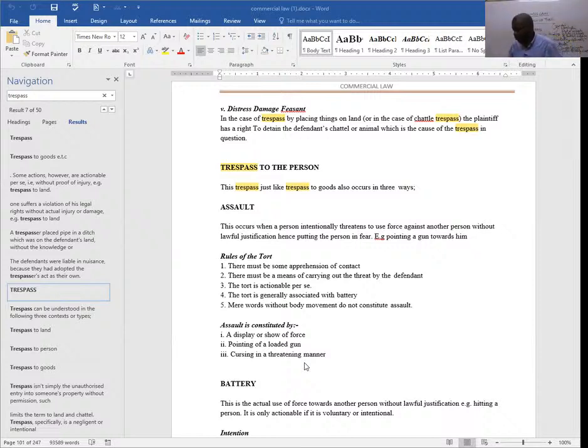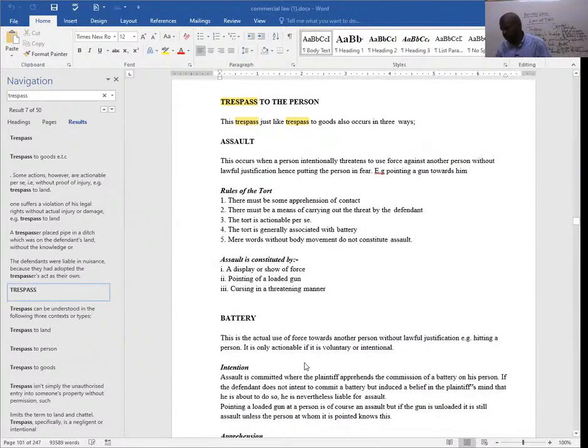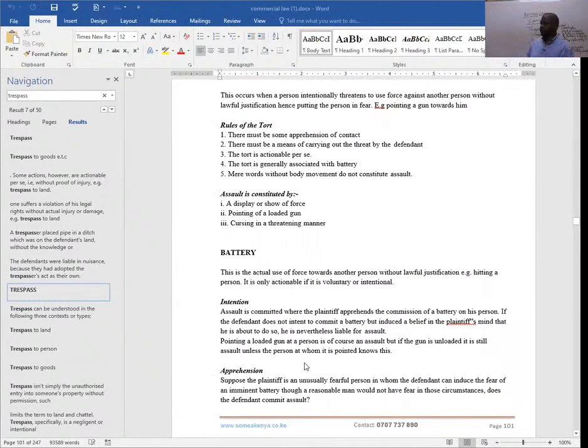So what is battery? This is the actual use of force towards another person without lawful justification, e.g., hitting a person. Remember, as we've said, assault is basically just instilling fear or threats, maybe through pointing a gun. But in this case, you actually use force towards the person, or you cause the injury. So an example there is hitting a person.